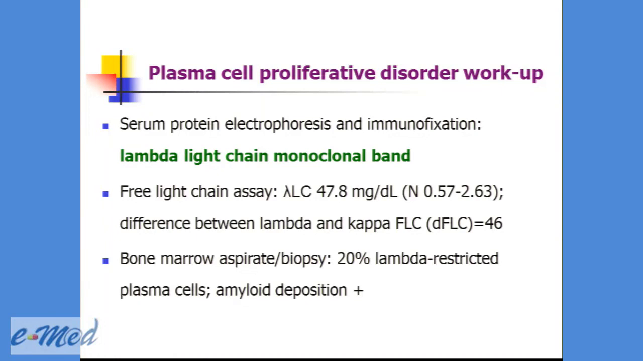On his aspirate and biopsy, we have seen 20% lambda-restricted plasma cells, which is a bit higher. Usually, amyloid patients have around 7%, so it actually puts him in the myeloma category. We can also note amyloid deposition in his bone marrow.